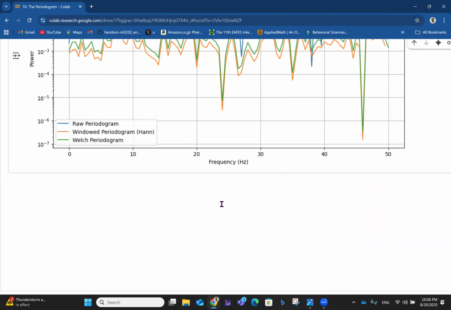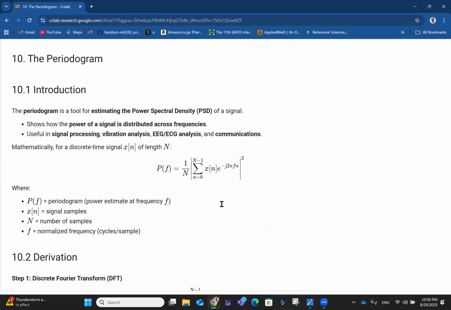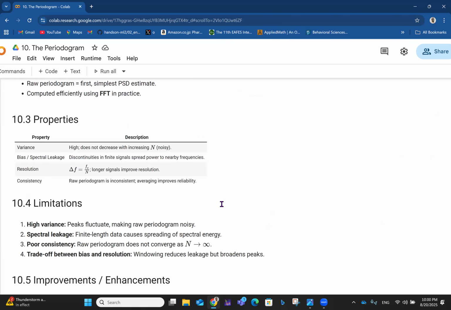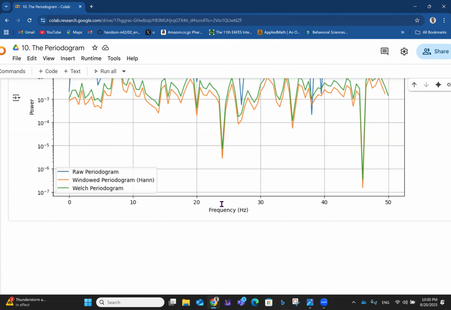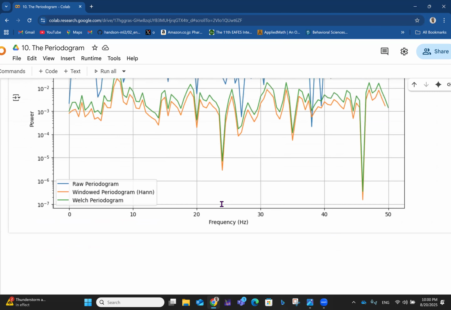And that takes us to the end of this video about the periodogram, which is a tool for estimating the power spectral density of a signal or a data set, whatever it is. Of course, the signal can be in the form of a time series, which you can derive from a formula, a time-based formula, so to speak. And then it could also be a time series data set like that.